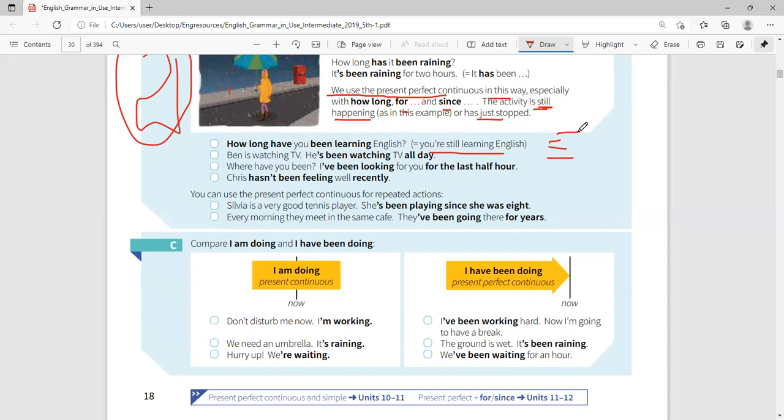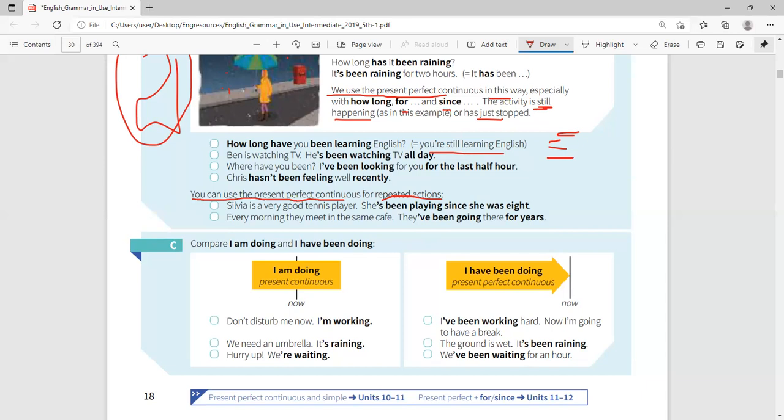And the friend will ask you, how long have you been sick? How long have you been feeling sick? And you say, I've not been feeling well for 3 days. Meaning that time up to now. You can use the present perfect continuous for repeated actions.